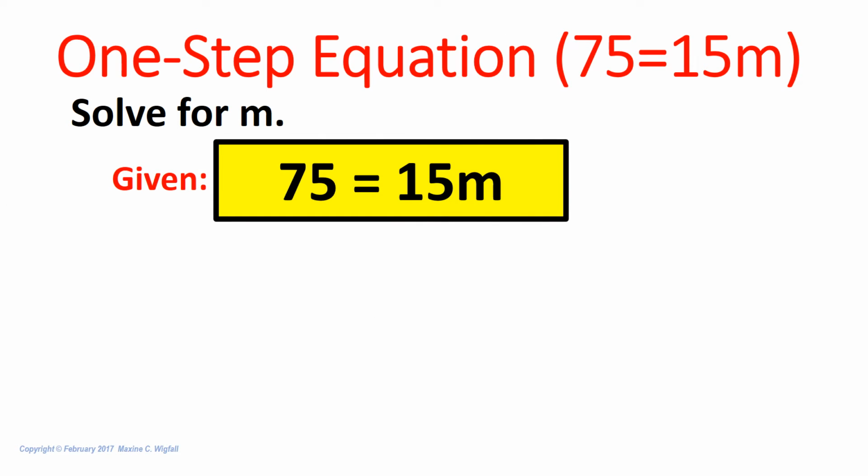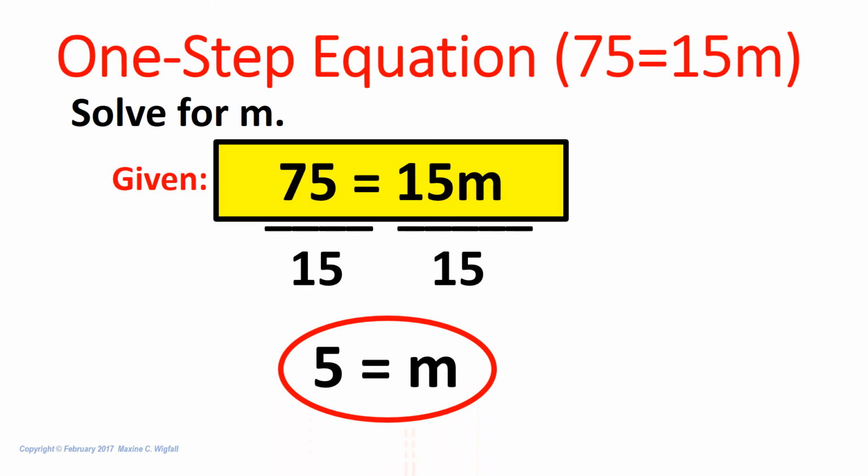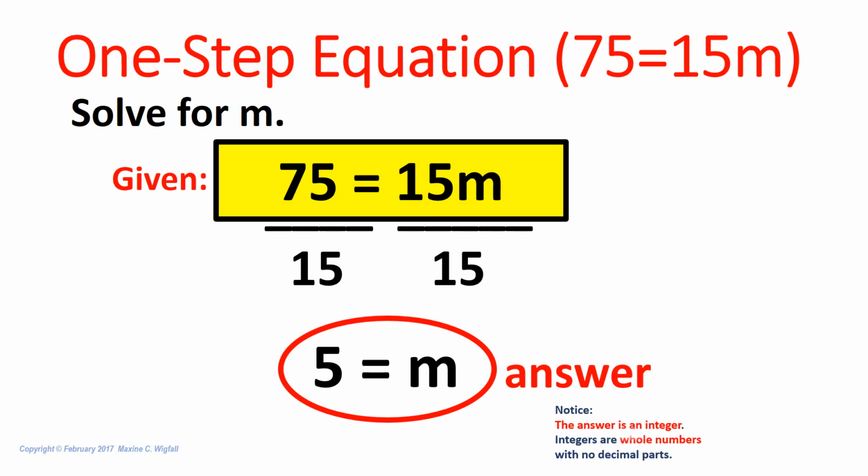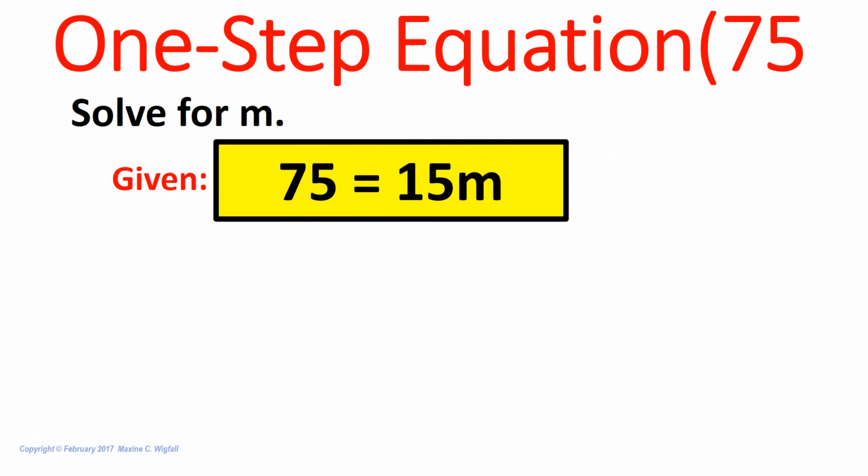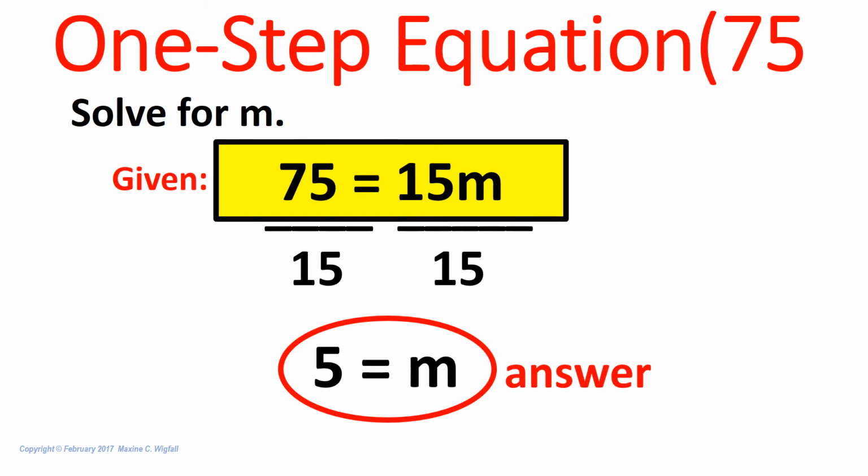Solve for m. 75 equals 15m. The variable is on the right, but I still want to get it alone. So I want to do the opposite of 15 times m and divide by 15, because 15 divided by 15 is 1. 75 divided by 15 is 5. So therefore, the answer is 5. Again, same problem. 75 equals 15m. Divide by 15 on both sides, m equals 5.